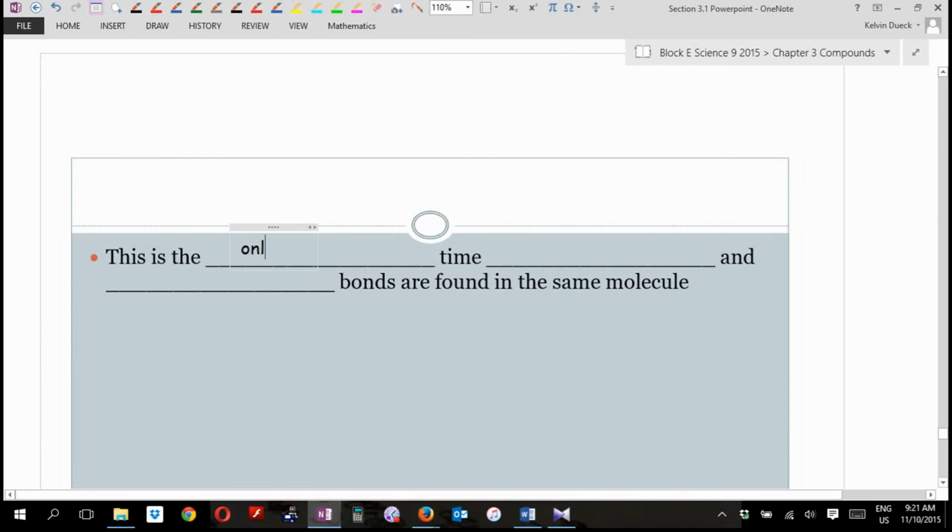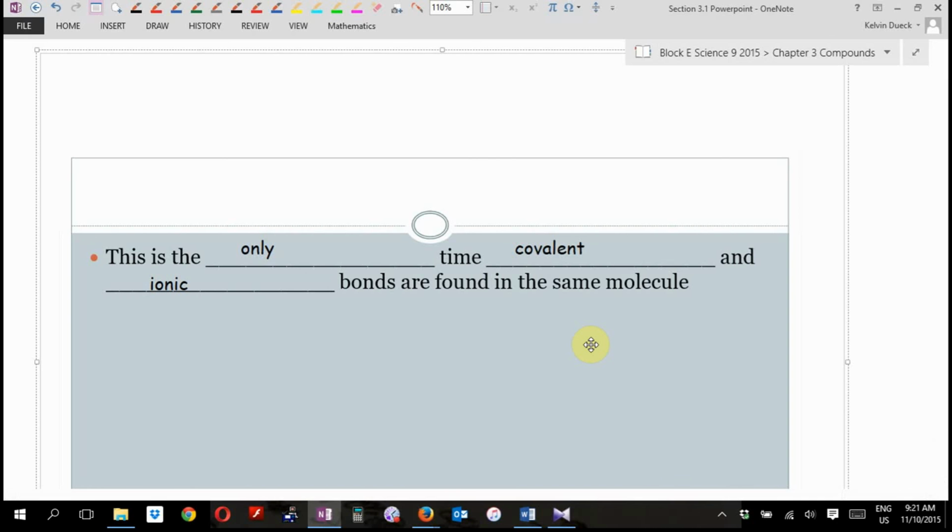This is the only time covalent and ionic bonds are found in the same molecule. Oh, covalent, I missed the T. Now already we're getting into some pretty heavy depth. Like, whoa.